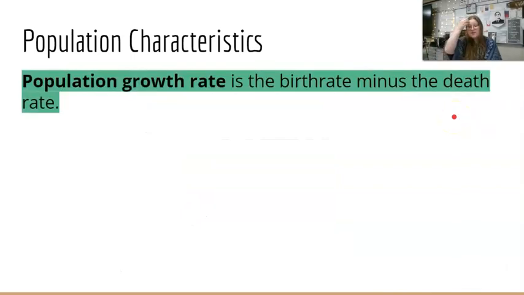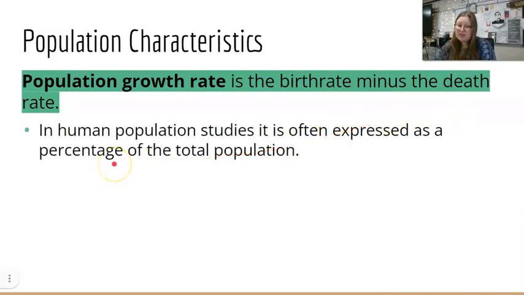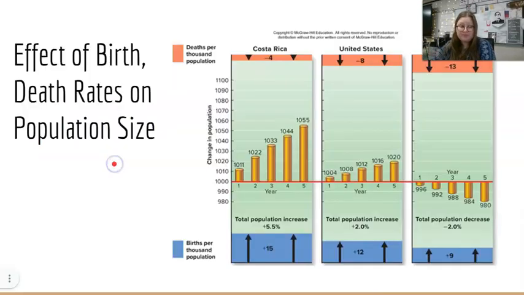All right, so we're also going to look at population characteristics. Population growth rate is the birth rate minus the death rate. So you can only grow as long as more babies are being born than individuals passing. To see how much is growing, we're going to do birth rate minus death rate. And in human population studies, it's often expressed as a percentage of the total population.